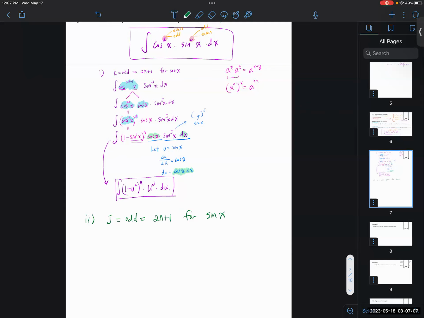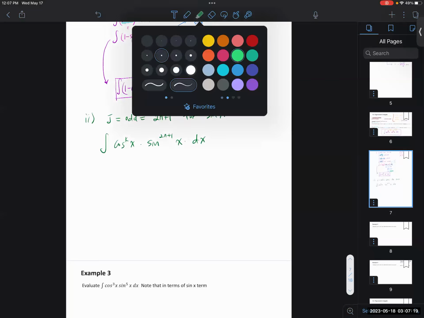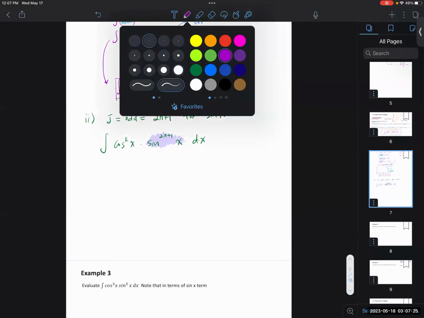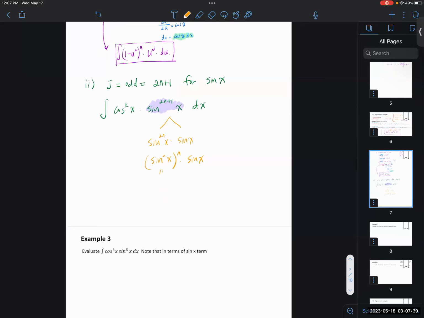So we're gonna keep going. So that is going to be cosine to the k. I'm not gonna touch cosine, and then sine to the 2n plus 1 of x dx. And we know this part, we can break it into sine 2n x times sine x. That means sine squared inside to the n, and outside sine x. So you can keep going, and sine squared x, we know is 1 minus cosine squared x according to the Pythagorean theorem. So that's good, we got this.